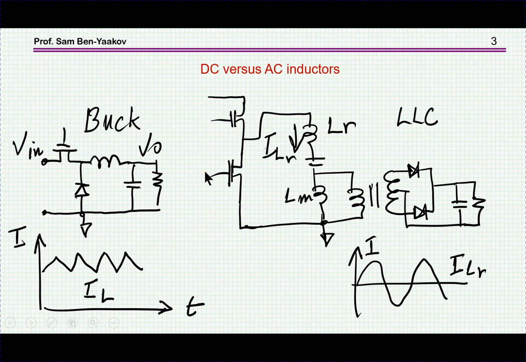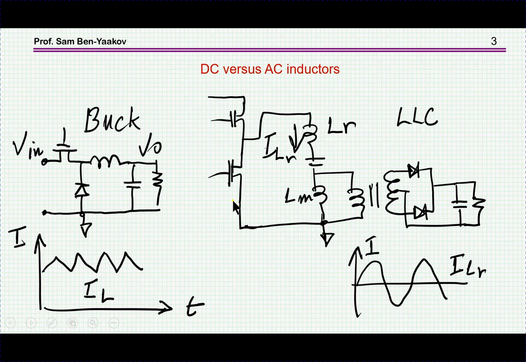Let me start off with the characterization of inductors in power electronics. We have in fact two types of inductors. I call one the DC inductor. Typical will be like a buck converter. We have here the inductor, and the current in the inductor is going to have a DC level, an average value, and then a ripple on it.